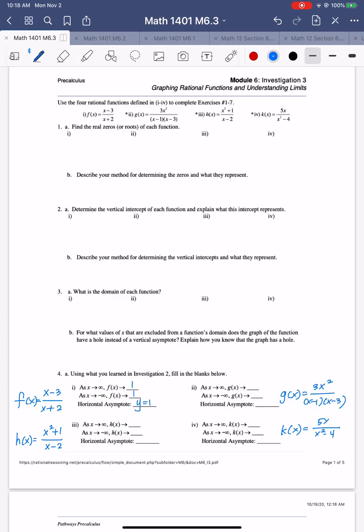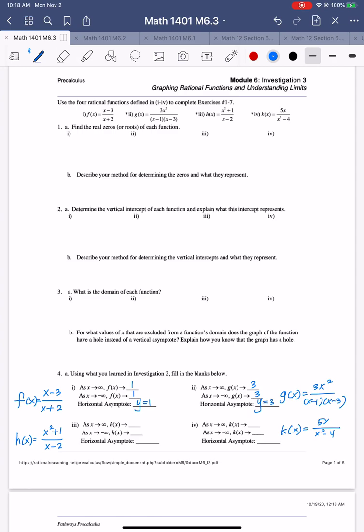For number 2, the g function, the degree is 2, because when you multiply x times x it becomes x squared too. So same degree, and the coefficients are 3 over 1. So y equal to 3 is the horizontal asymptote.